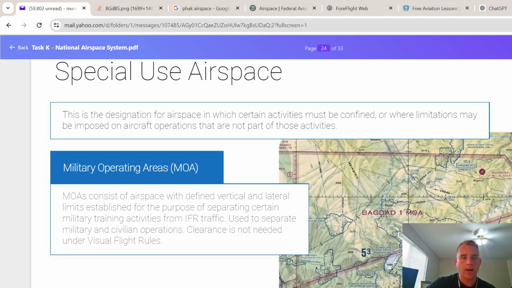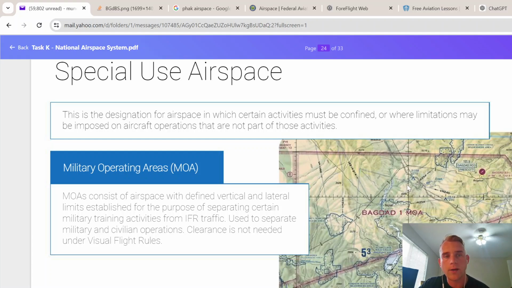Military operating area consists of airspace with defined vertical and lateral limits established for the purpose of separating certain military training activities from IFR traffic. Used to separate military and civilian operations. Clearance is not needed under visual flight rules. So you're going to see these big MOAs all over the place, and jets are flying through here doing aerobatics, dogfighting, all that stuff.